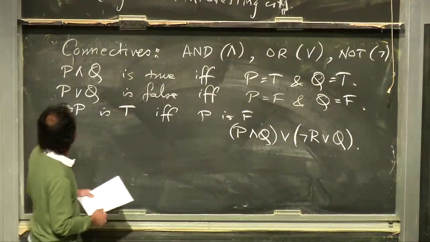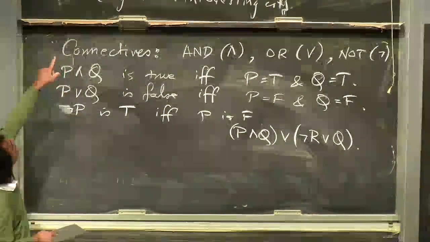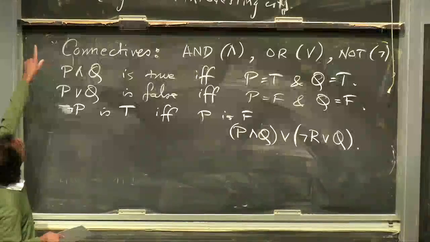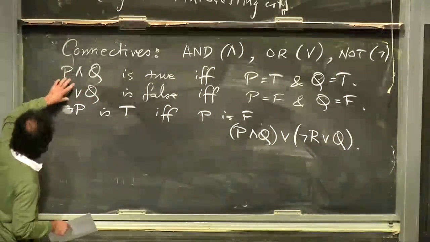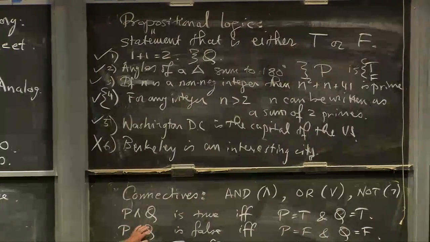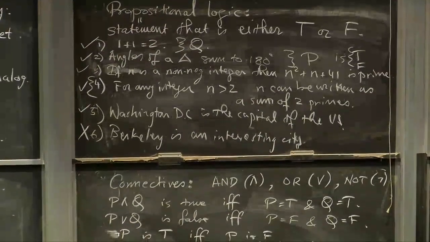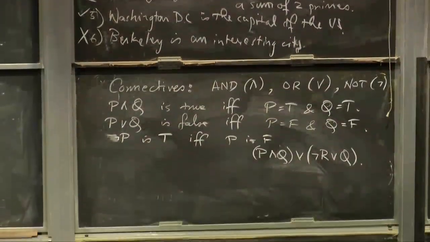So, for example, we had P and Q up there. P was angles of a triangle sum to 180. Q was 1 plus 1 equal to 2. P or Q is 1. Is P or Q true? Well, both P and Q are true, so P or Q is definitely true. Okay? Yeah.